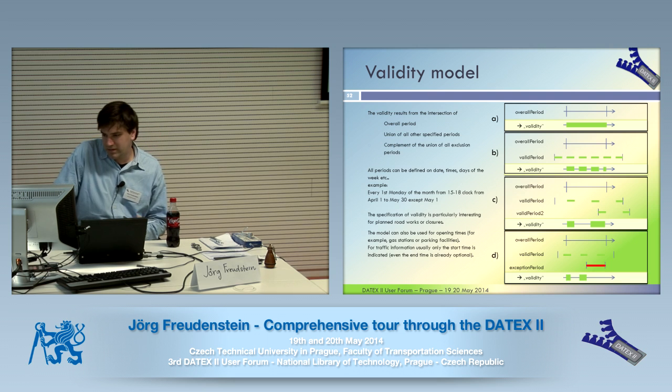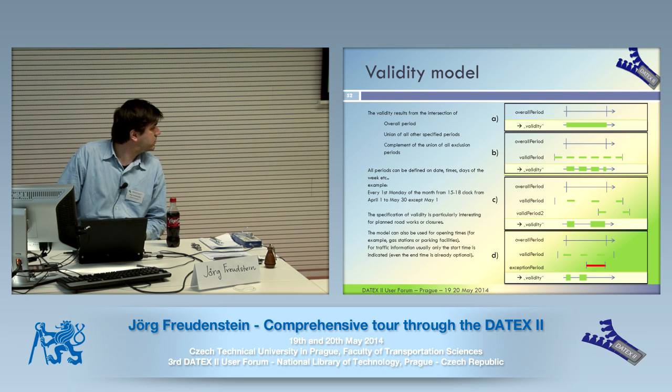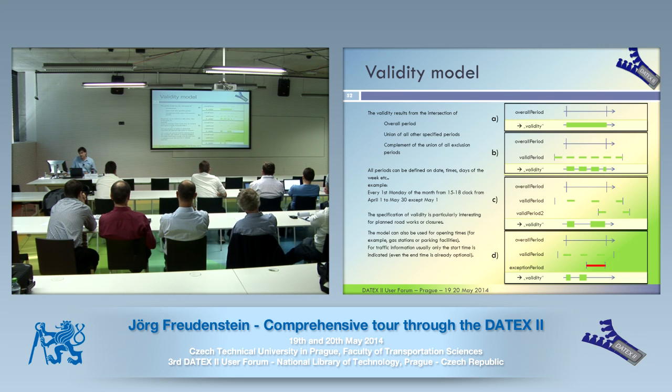And when you do it with exclusion, when you say maybe there is a special week where this roadwork does not happen, then the resulting period does not contain this red part of the vector. So you have only these green parts as a result. And as you can see on the left side, you can say things like every first Monday in the month from 15 to 18, from April the 1st, etc. So it's possible to express all that.